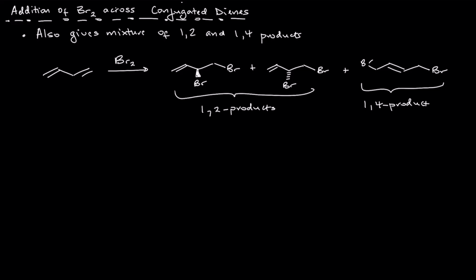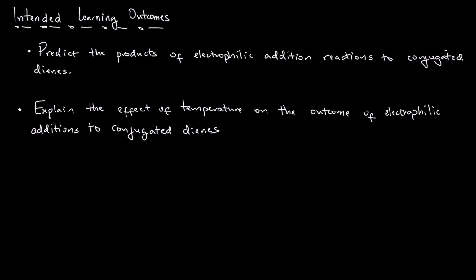And this means that the mechanism for this reaction must involve a carbocation that can engage in resonance as opposed to the cyclic bromonium intermediate we've learned in the previous semester with just a regular old alkene. So that's a functional difference here. But just keep in mind that with electrophilic additions to conjugated dienes in general, you get a mixture of 1,2 and 1,4 products. Okay, and that's it for this video.